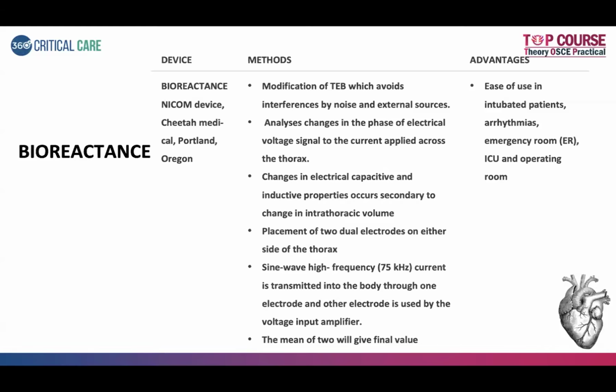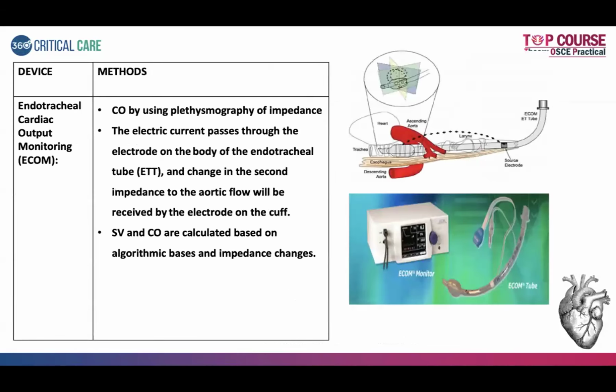It analyzes the changes in the phase of the electrical voltage signal to the current applied across the thorax. So changes in the electrical capacitive and inductive properties occur secondary to the changes in the intrathoracic volume. Again, 2 electrodes are placed, and the changes across the electrodes give us the cardiac output. The main advantages are we can use it in intubated patients, even in arrhythmias, even in operating rooms.